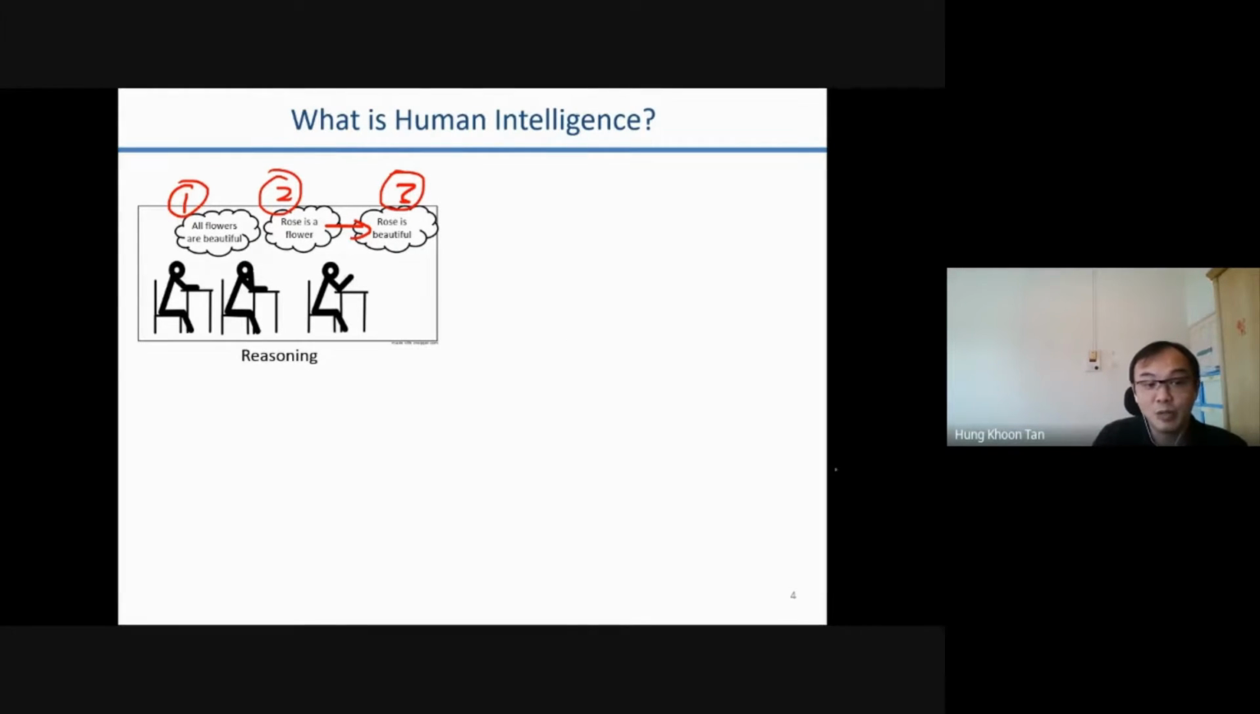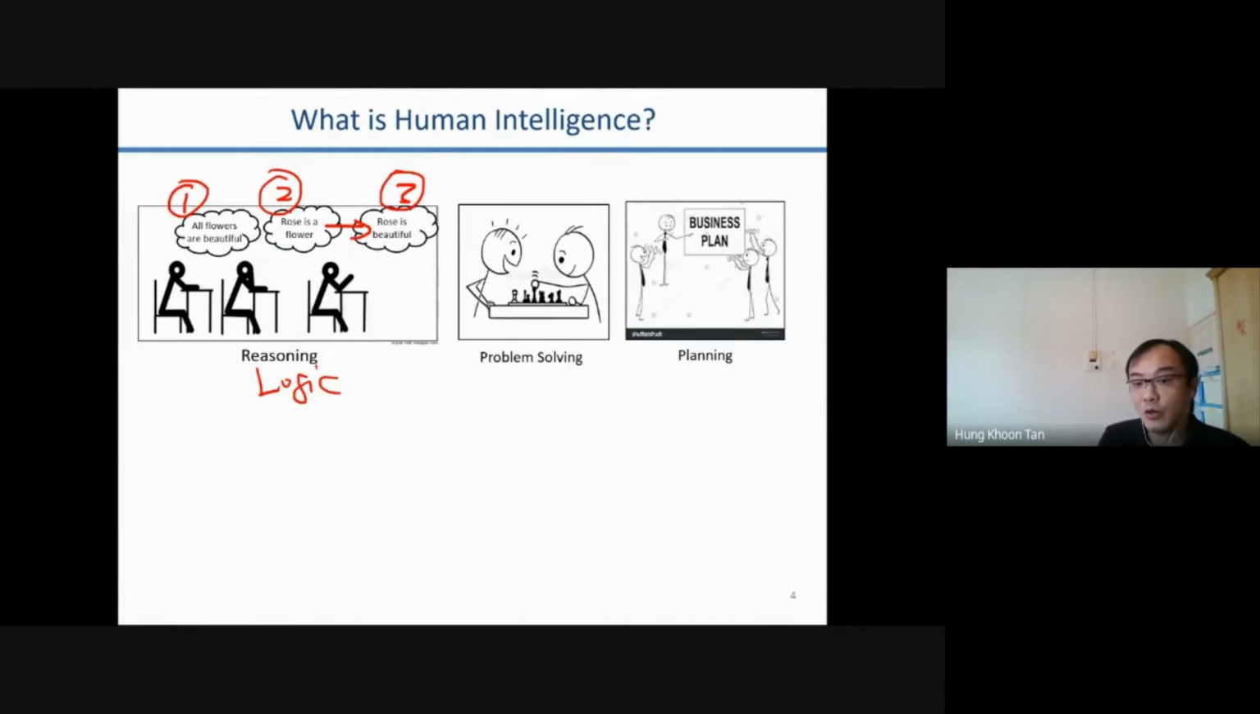So this is reasoning. And there is a branch of AI that actually does this, which is called logic. Logic basically is the science of making logical inference. Then humans are also good at solving problems and planning. Given a problem or puzzle, for example, a chess game or a business, we want to do some planning, devise strategies in order to solve the problems. We want to win the chess, and we also want our business to be successful. There is a branch of AI called search and also reinforcement learning that allows us to do just this. Search allows us to search for solutions to solve the problem, and reinforcement learning allows us to find the best states that will lead us to our goal.